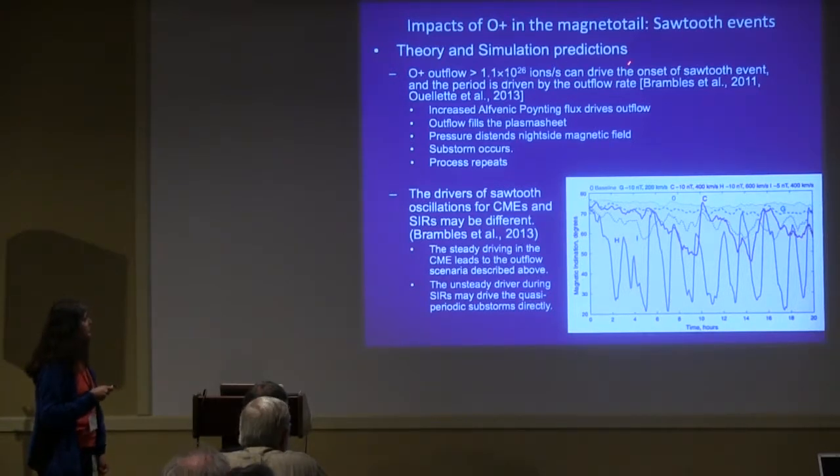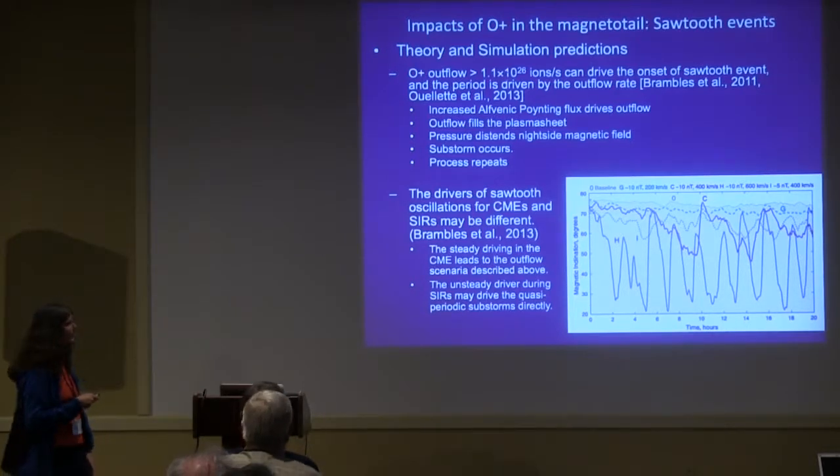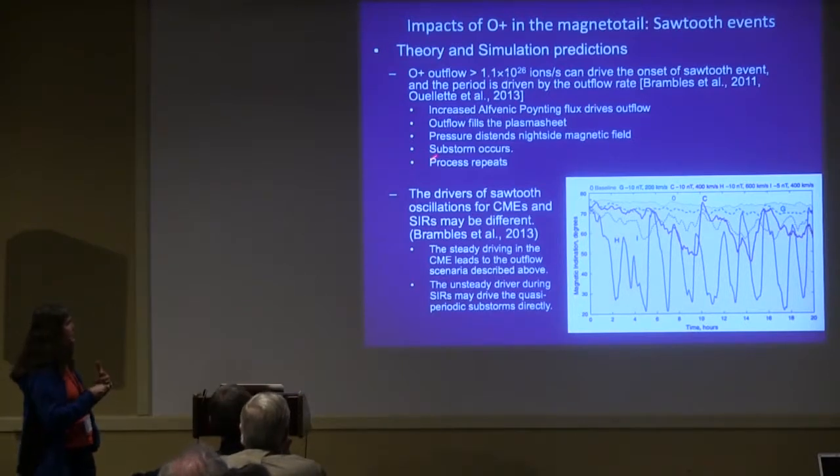And their simulations have shown that the oxygen outflow can drive the onset of sawtooth events, with the period driven by the outflow rate. And this just shows simulations using a number of different drivers and showing the different periods that you get in the sawtooth depending on the outflow. And the basic model is that the increased input from the solar wind is driving the outflow. The outflow fills the plasma sheet. The pressure from that ends up distending the magnetic field. A substorm occurs, and that drives more outflow, and that process repeats.